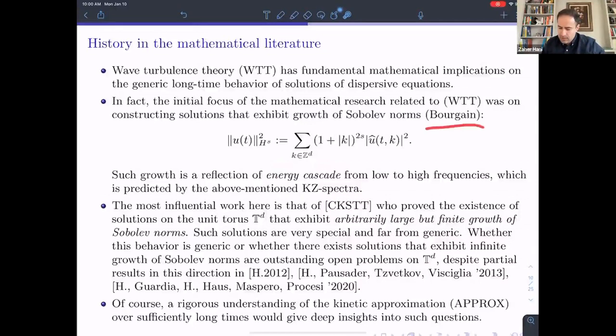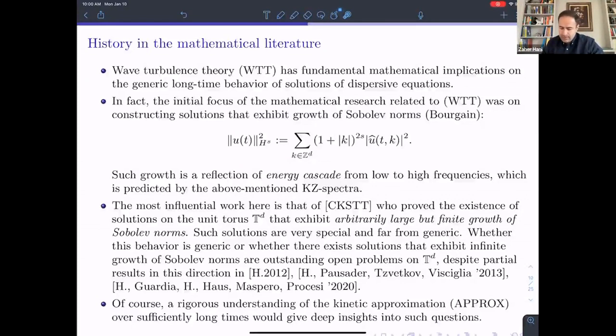So this was a question that was posed by Bourgain, and he worked on it in several of his papers. But the most influential work in this direction is the work of Colliander, Keel, Staffilani, Takaoka, and Tao, who proved that there exist solutions on the unit torus T^d that exhibit arbitrarily large but finite growth of Sobolev norms. So they exhibited solutions whose Sobolev norm starts small and then at a later time becomes bigger than a certain pre-assigned quantity.